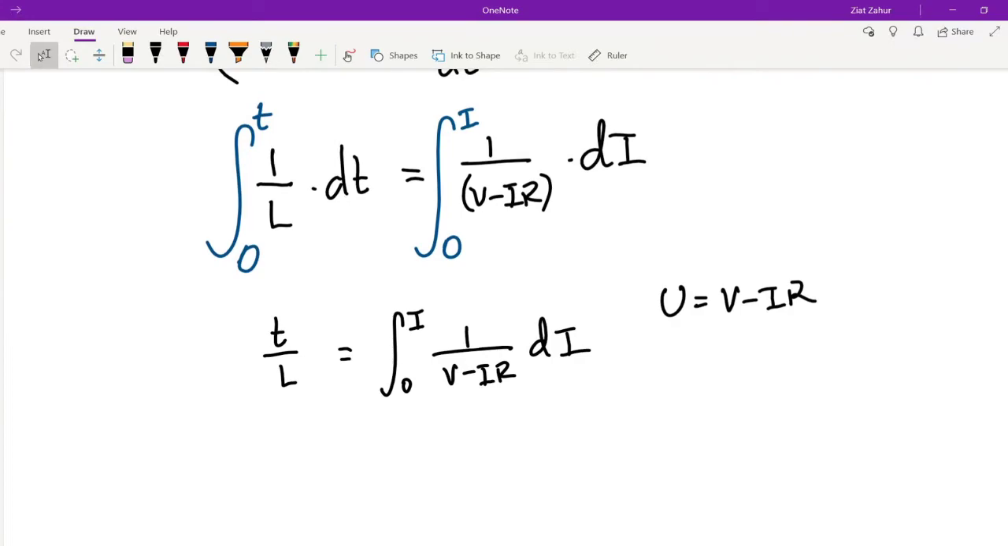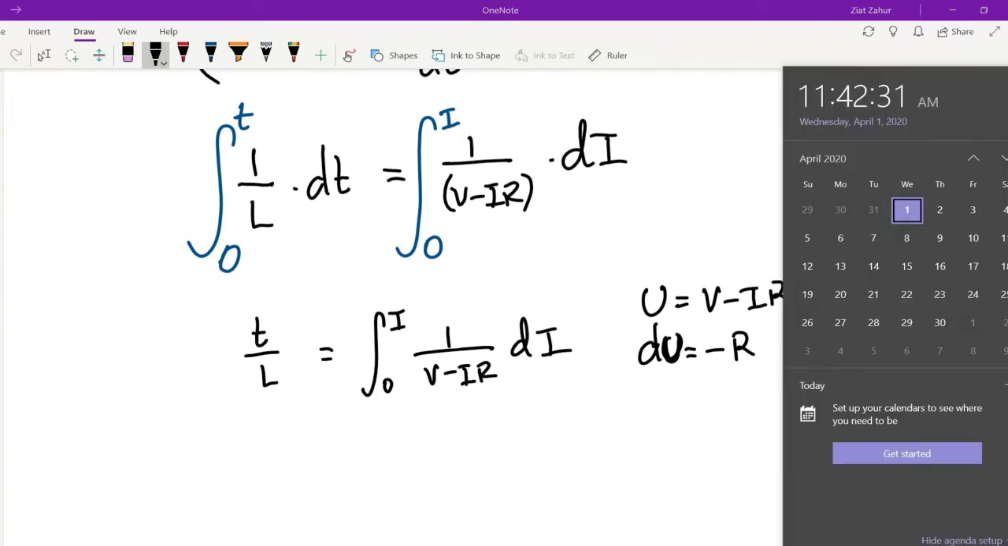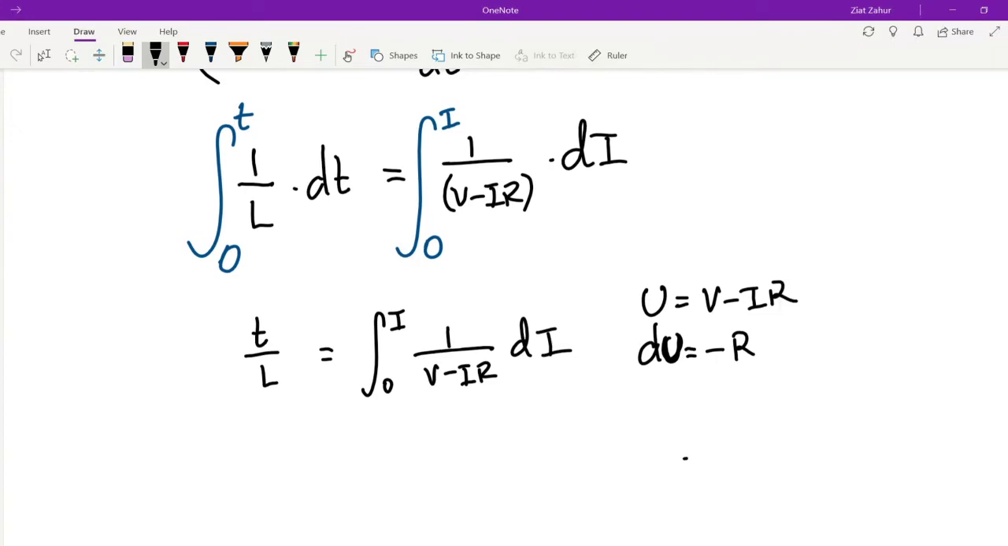All right, u-substitution: u equals V minus IR. Let's go to du. What is du? V would be a constant. It's the battery, so V goes to zero. The derivative of a constant is zero. And so the derivative with respect to I would be negative R dI, du. So dI is equal to negative 1 over R du.